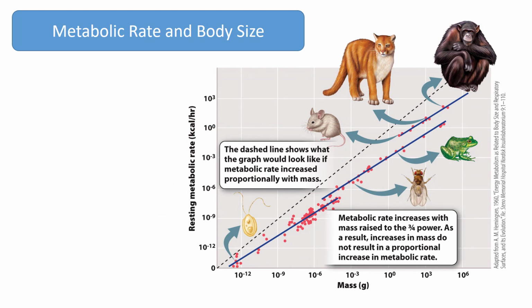In addition to activity level, an animal's size influences its metabolic rate. At rest, large animals consume more energy and have higher metabolic rates than smaller ones. This figure shows how resting, or basal, metabolic rate does not increase linearly with an animal's mass. Instead, measurements of resting metabolic rate in a wide range of organisms show that metabolic rate increases with animal mass raised to the 3/4 power.